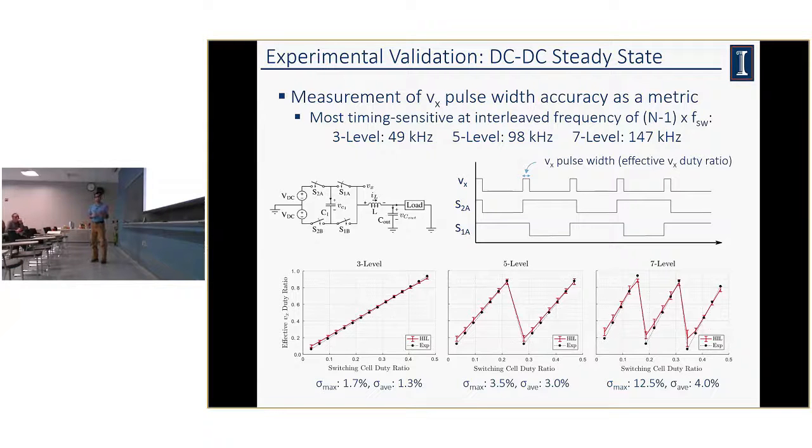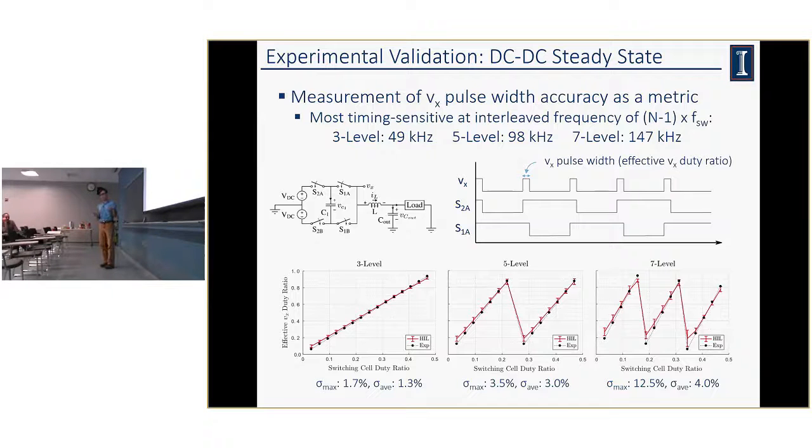This sensitivity towards the VX pulse width is represented in the experimental data. Here I have plotted the measured pulse widths in terms of an effective duty ratio on this VX node, of both the experimental hardware and the HIL simulation. And the big takeaway from these plots for the 3, 5, and 7 level is that the experimental hardware does not really have any pulse width jitter. The standard deviation for all of those was near zero. It's a very precise signal.